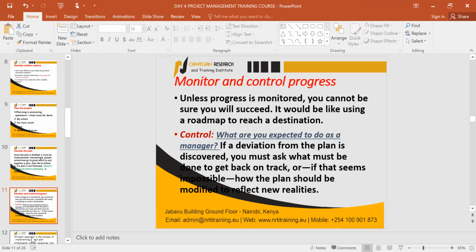Yeah, unless progress is monitored, you cannot be sure you will succeed. It will be like using a roadmap to reach a destination. So controlling and monitoring the process is very important. What are you expected to do as a manager? If a deviation from the plan is discovered, you must ask what must be done to get back on track. Or if that seems impossible, how the plan should be modified to reflect the new realities that have emerged.